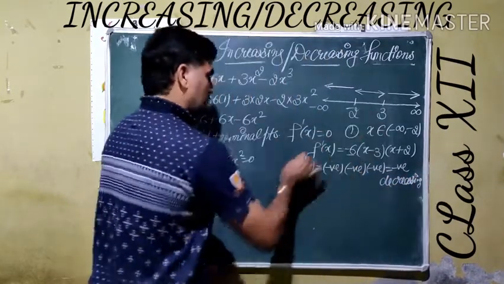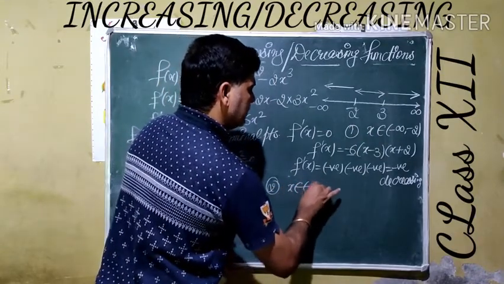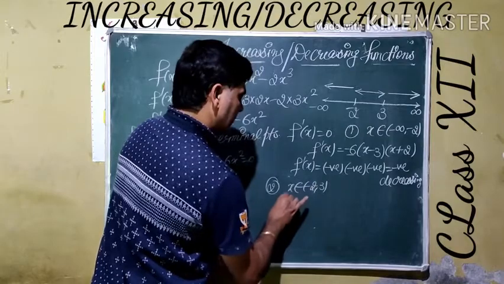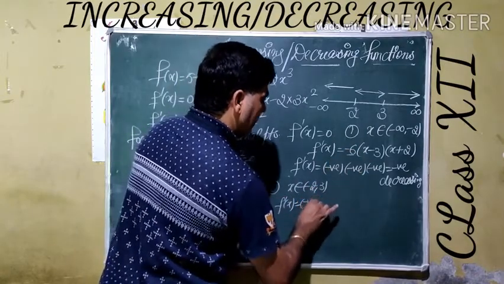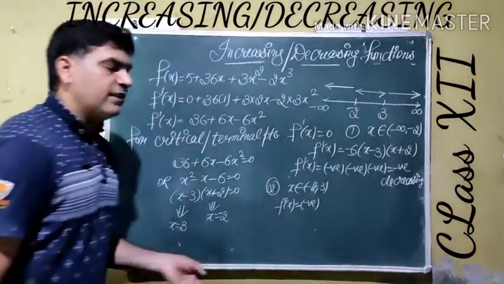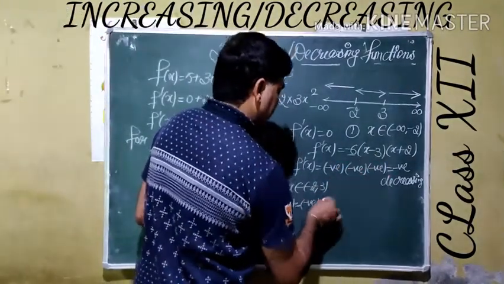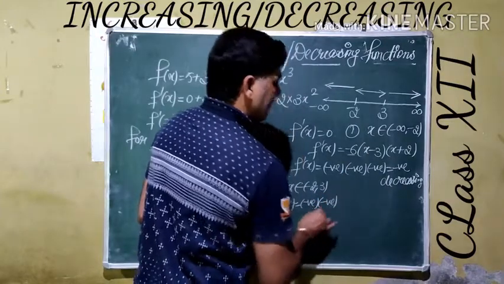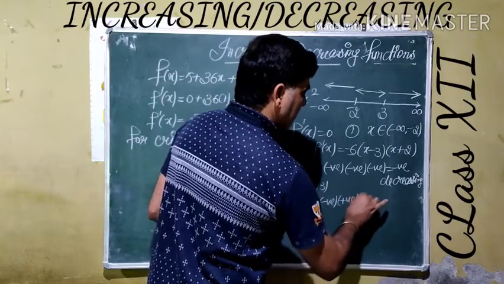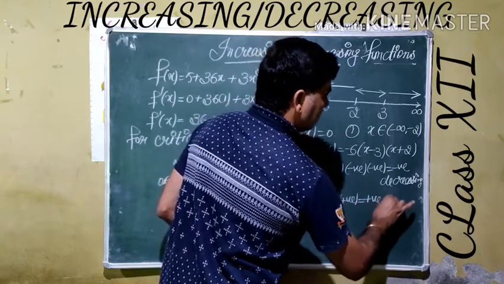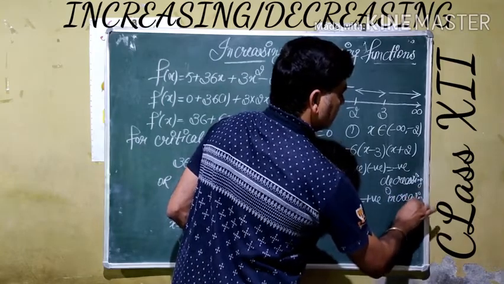If we come to the second case, x belongs to minus 2 to plus 3. We have to check the sign of the first derivative. Minus 6 is already negative. In the interval minus 2 to plus 3, we are taking minus 1. If we put minus 1, minus 1 minus 3 is minus 4, so overall negative. Minus 1 plus 2 is plus 1. So the overall sign comes out positive, so it is increasing in this case.